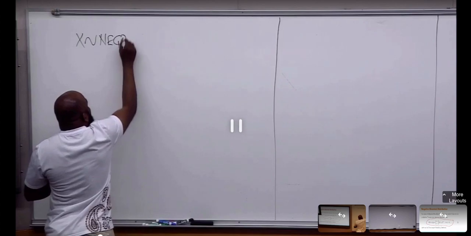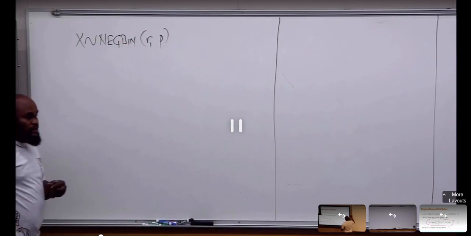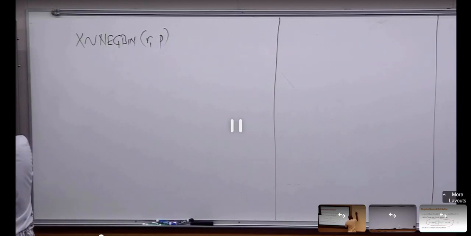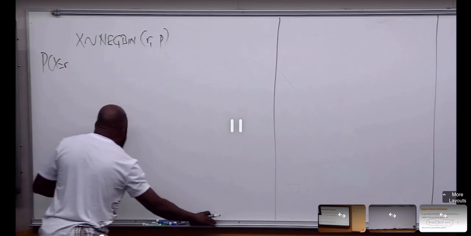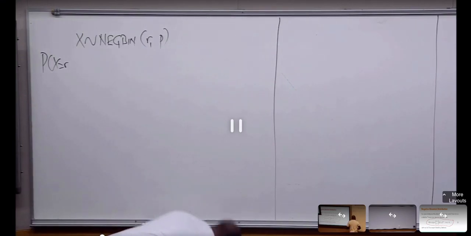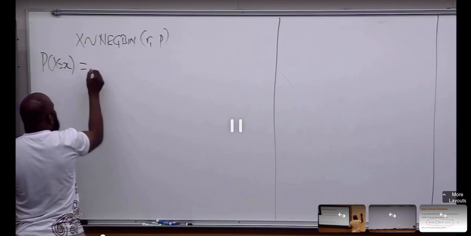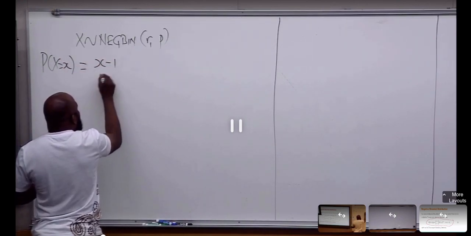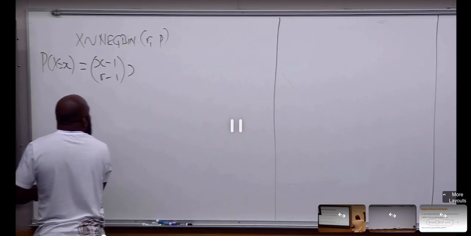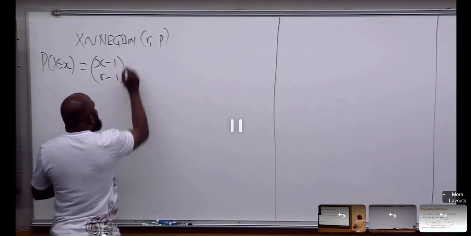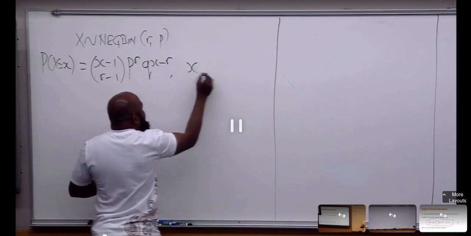Negative binomial with parameters r and p. I'm going to have the probability of X equal to small s to be (s minus 1 choose r minus 1) p raised to power r, q raised to power s minus r, and of course the state space is this.